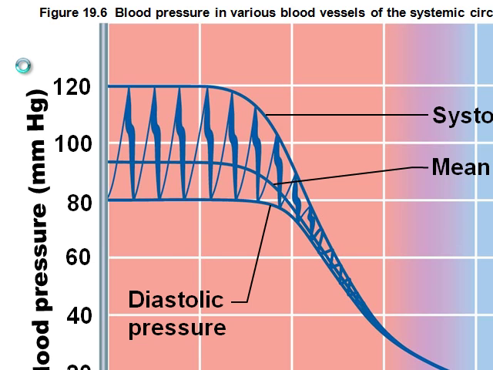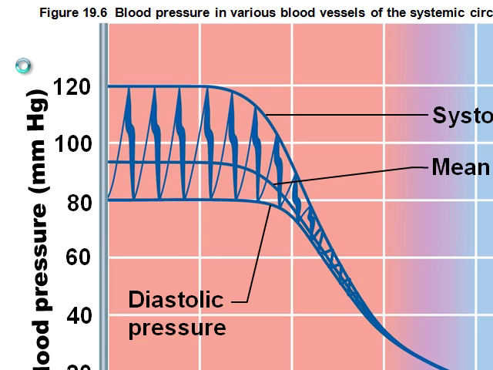So they talk about pressure, systolic, diastolic, and then something called pulse pressure. And what is a pulse pressure? And this is where you're going to have to get your calculator out again. Pulse pressure, anybody know? The difference between systolic and diastolic pressure.